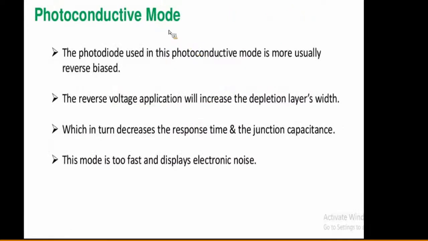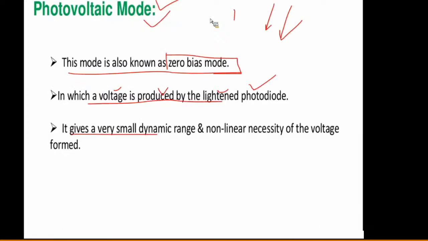Now, what is the photoconductive mode? The second type of mode is photoconductive mode. The photodiode used in the photoconductive mode is usually reverse biased. See, the first one is the photovoltaic mode. It is neither forward bias nor reverse bias. It is under zero bias mode. Under zero bias mode, the voltage that is developed is completely due to the light on the photodiode, how much light is falling on the PN junction. Zero bias mode is the photovoltaic mode.